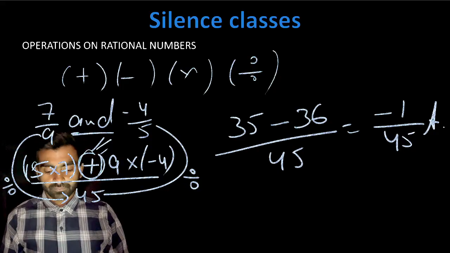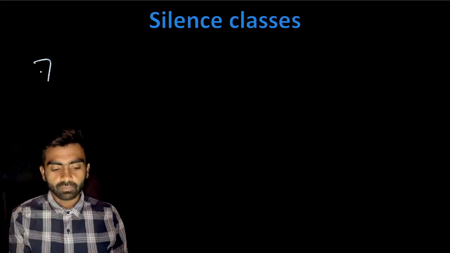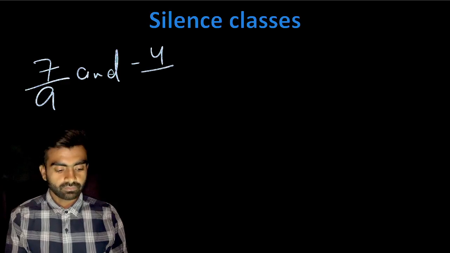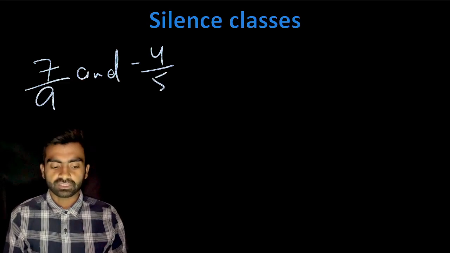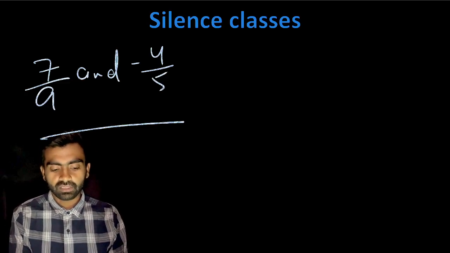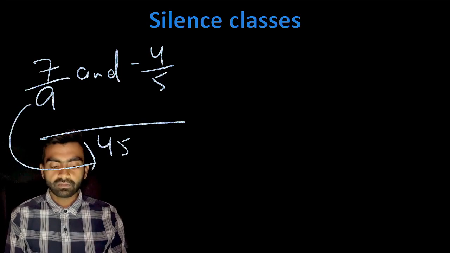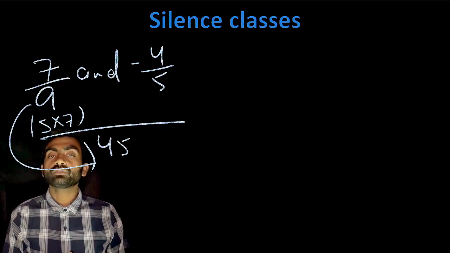7 upon 9 is given, and minus 4 upon 5 is there. Now we have to do subtraction, means 5 9s are 45, again we will get 45. Now we have to divide it. 5 multiplied by 7. Now it is asking to subtract.